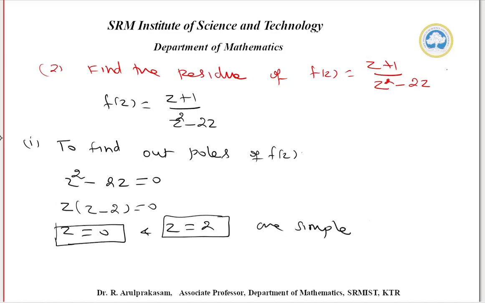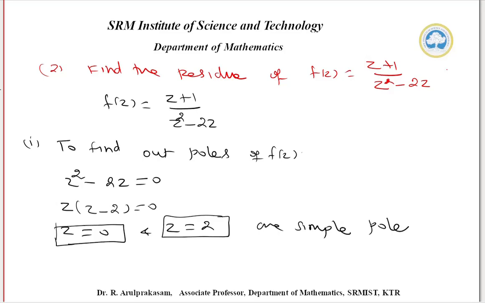Why is it a simple pole? Because the order is 1. Suppose I have a function with z to the power 1 and another factor squared: here 0 is a simple pole because of power 1, and here the power is 2, so it is a pole of order 2. So here I am taking the given problem with simple poles.